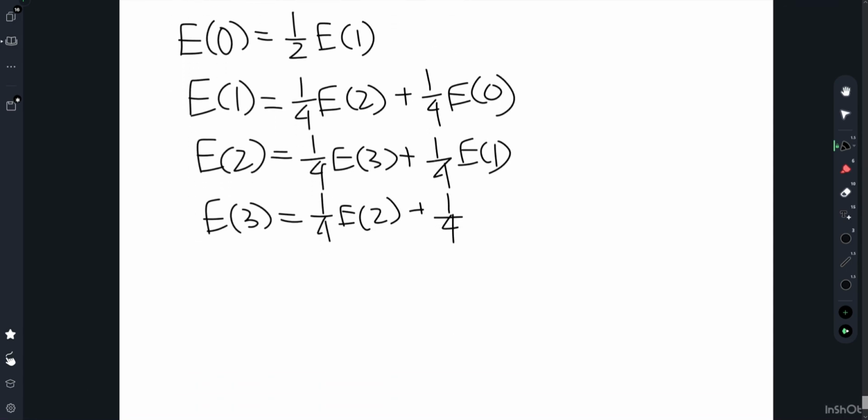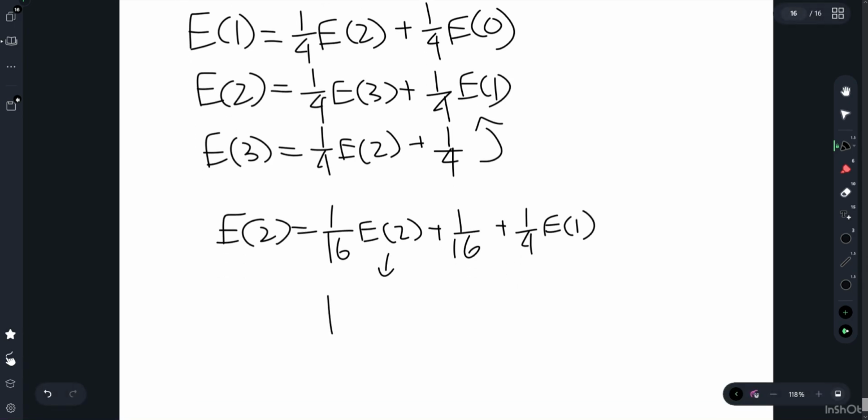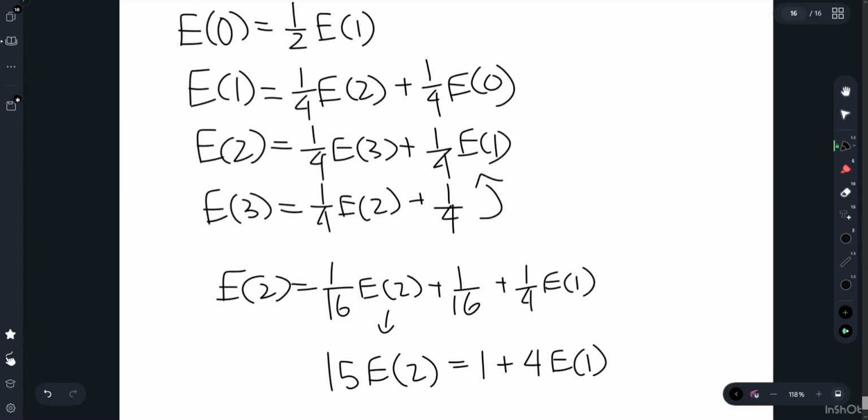Let's plug E3 into this equation. Then we get E2 is equal to 1/16 E2 plus 1/16 plus 1/4 E1. Let's multiply by 16. This gives us 15 E2 equals 1 plus 4 E1. Now let's take a look at this other equation.